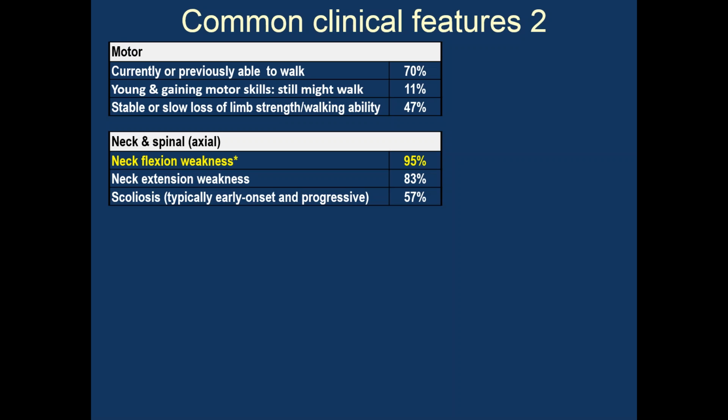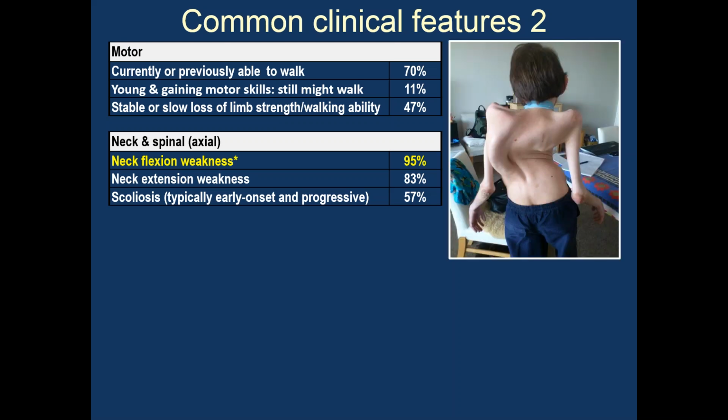And scoliosis, which you may know about, which is a deformity of the spine that generally happens over time, was present in 60% of cases. That's present because there's weakness of the muscles around the spinal column that are unable to hold the spine up in the normal position. And typically in the cases that we had, it was early onset and progressive over time. So that was important for us to know as well.